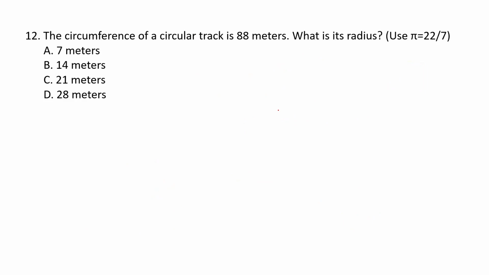Next, the circumference of a circular track is 82 meters. Circumference is given, radius they have asked. So circular path means of this type. R is unknown. Perimeter they have, circumference means this perimeter. Perimeter was given. So for a circle, it is known as circumference.